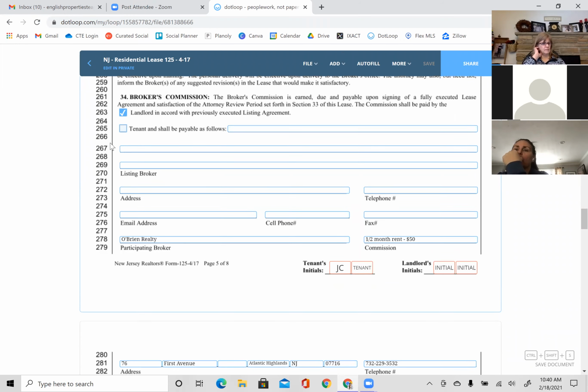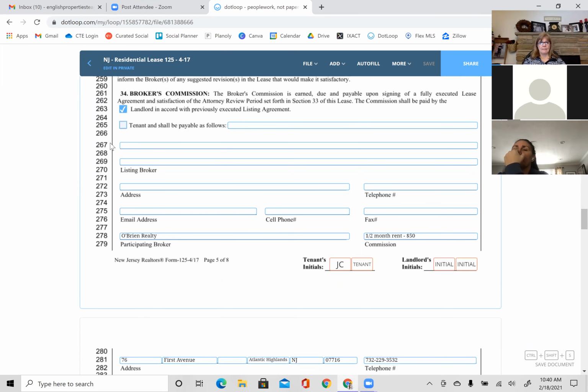Section 34 here breaks down the commissions. It's typical in New Jersey for the landlord to pay the commission. For an annual lease, it's usually half a month's rent to each party. So it's 1 month's rent total, right? And so if you get both sides, you get a full month's rent. If it's two different agents, then it's half a month's rent, right?